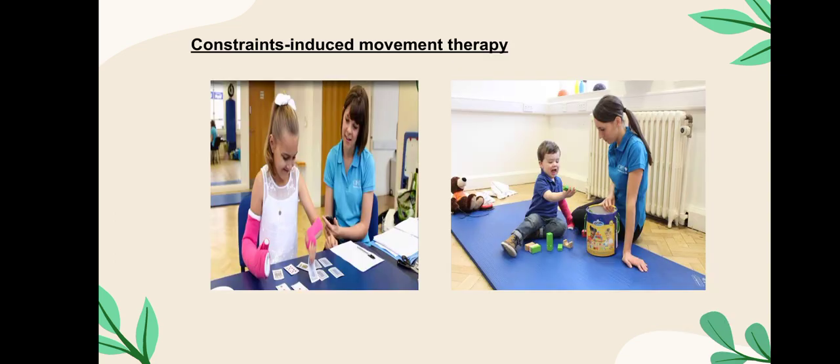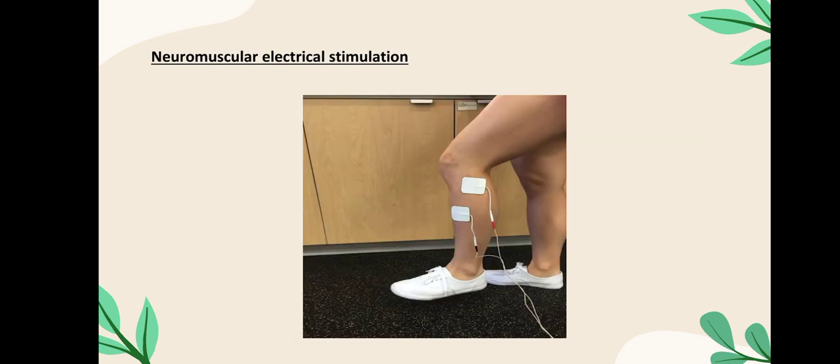Next is constraint induced movement therapy. We define constraint induced movement therapy as we restrain the unaffected side of the body and encourage the children to perform the activity with their affected hand. Because of this, they perform the activities with this hand, so the movement becomes smoother, their spasticity decreases, and the muscles which have become weakened gain strength. So this is basically a type of conditioning.